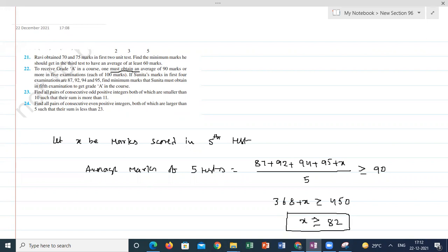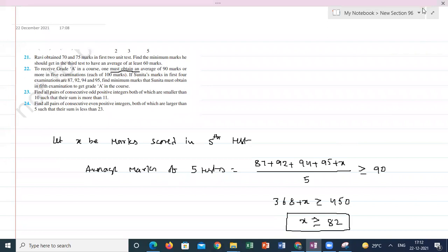Shall I go for the next question? I think the next question we already did yesterday. Find all pairs of consecutive odd positive integers. Yesterday we did it for even positive integers. Here he is asking for odd positive integers, both of which are smaller than 10, such that their sum is more than 11. You have to take numbers smaller than 10, but the sum should be more than 11, not minimum 11. Minimum 11 is greater than or equal to. More than 11 means it must be greater than 11. Hope you understand what I am trying to say. So find the answer.